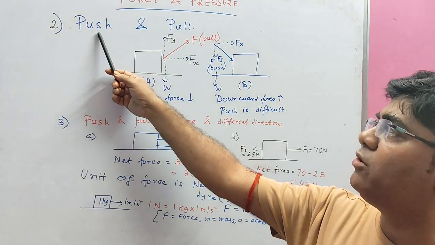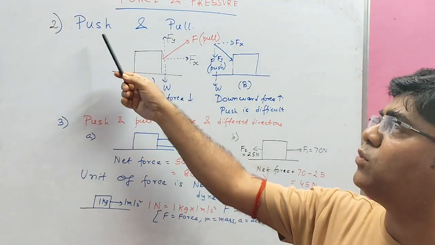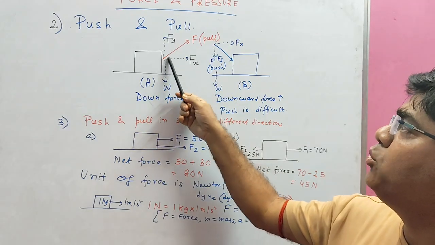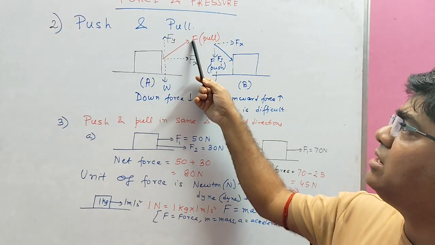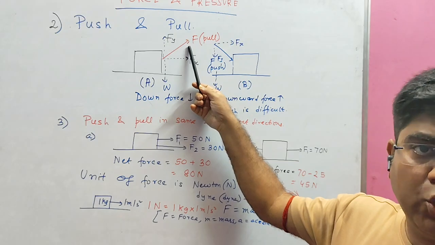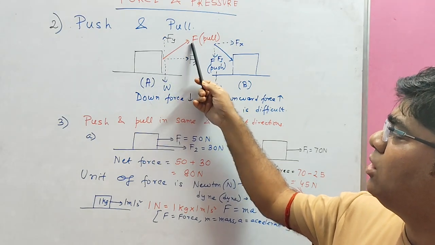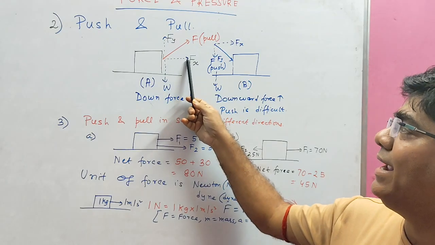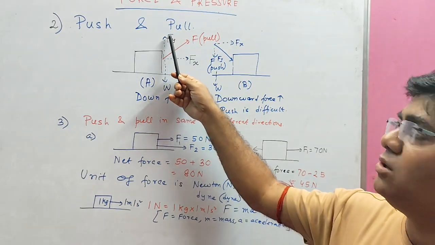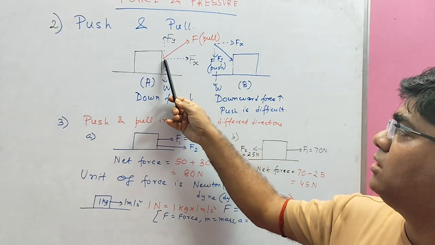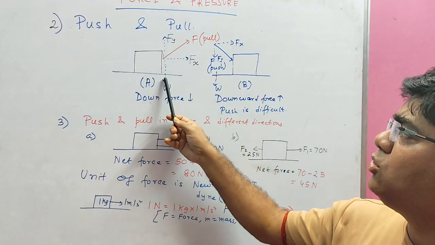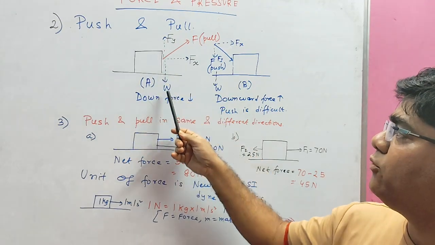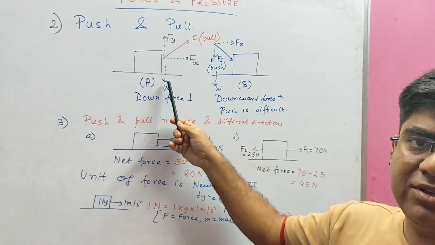Suppose we take an example of push and pull. Everyone knows what is push, where I am pushing a body and I am pulling this body. It appears that pulling is easier, but no. When we pull, this pull breaks down into one x direction and one y direction. The y direction force is able to almost cancel out the weight, so the downward force naturally decreases.